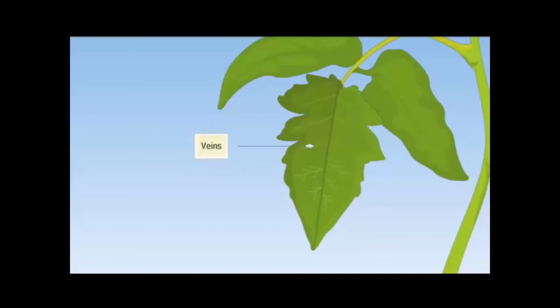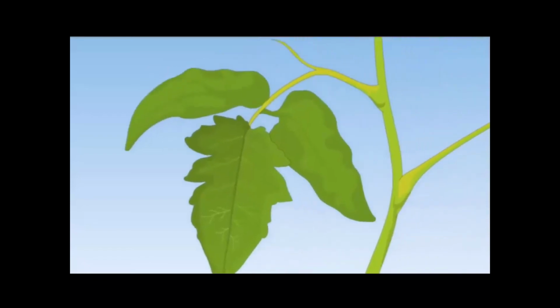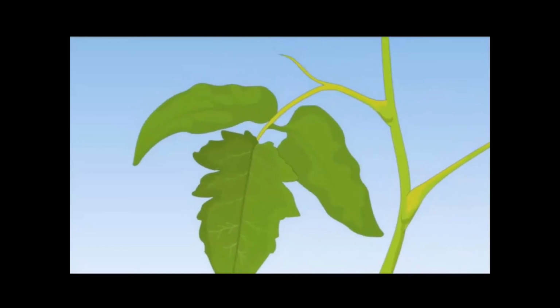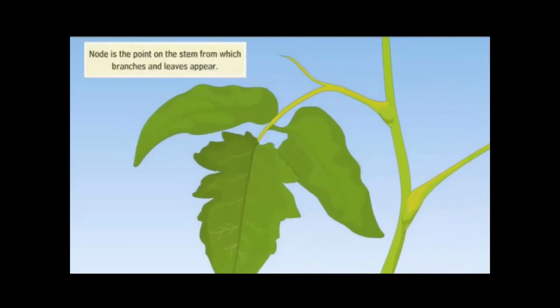These fine lines that you see on the entire leaf are called the veins. The main vein that runs through the center of the leaf is called the midrib. This is petiole. It is the stalk with which the leaf attaches itself to the stem. The knot you see on the stem is called node. Node is the point on the stem from which branches and leaves appear.